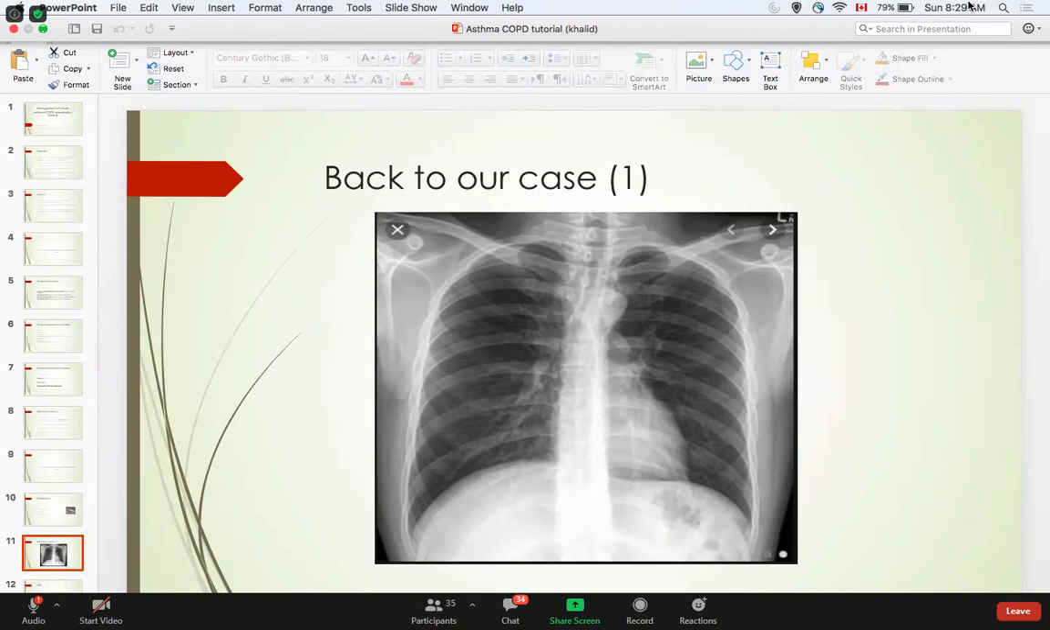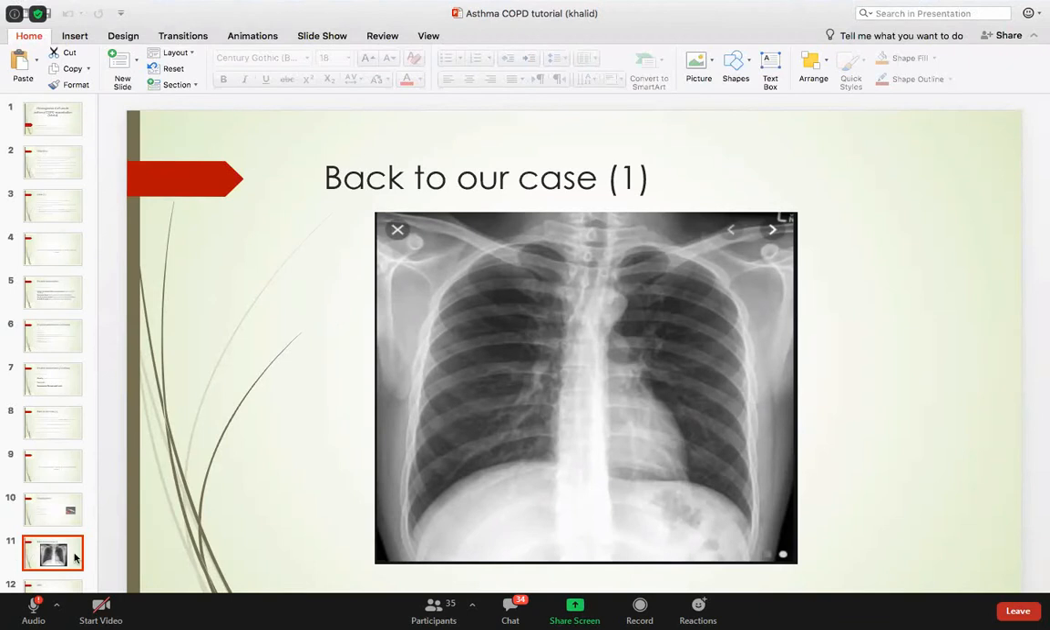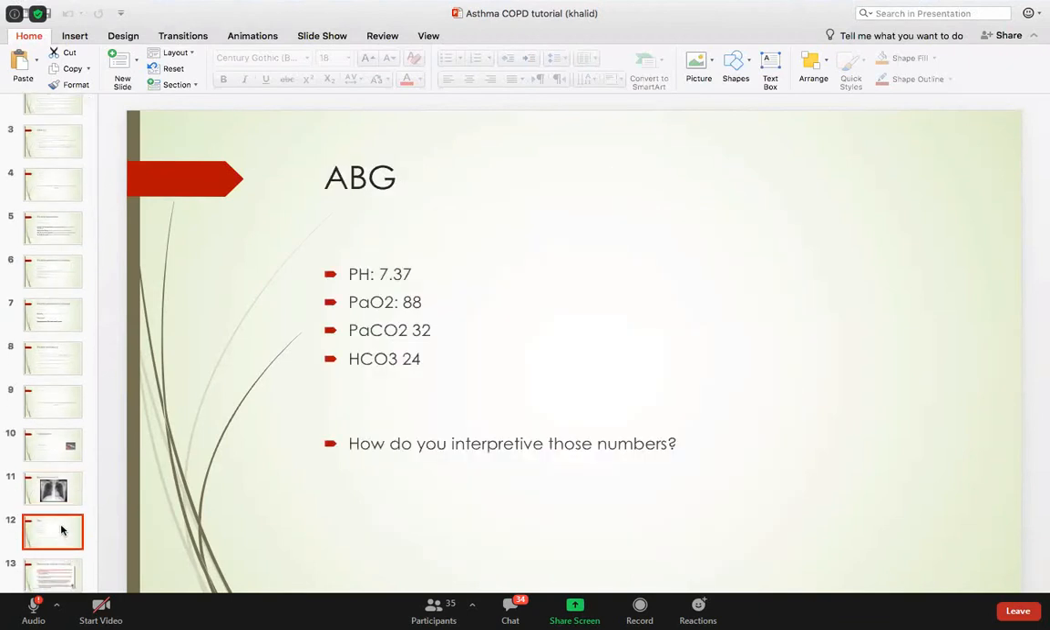Okay, normal, yeah. There's no abnormality in the chest X-ray. Okay, good. How about this ABG? Anything abnormal, or is this all normal? ABG.